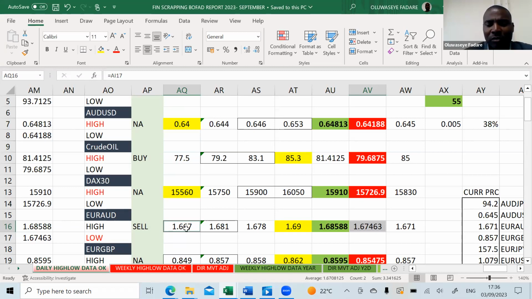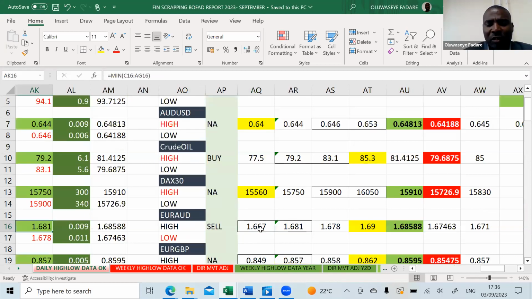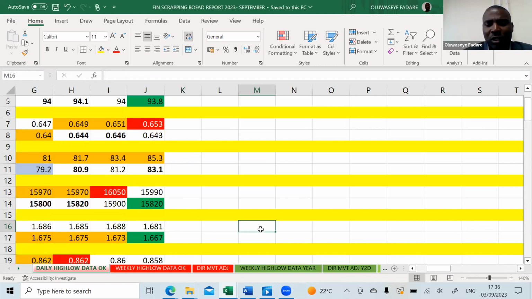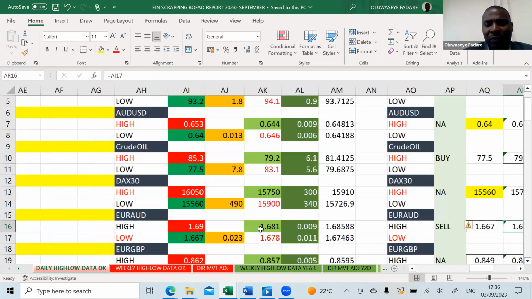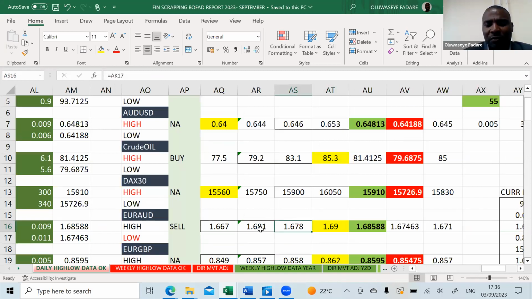Apart from that, we might also have this as our control point: if the market goes above 1.681, we buy upwards, and if the market comes below 1.667, we sell downwards. So we can use 1.678 also as our control point: if the market comes below 1.667, we sell, and if the market goes above 1.678, we buy. And if you look at it, on Friday our high was 1.681, which means that may have been activated if that price had been there since Friday.